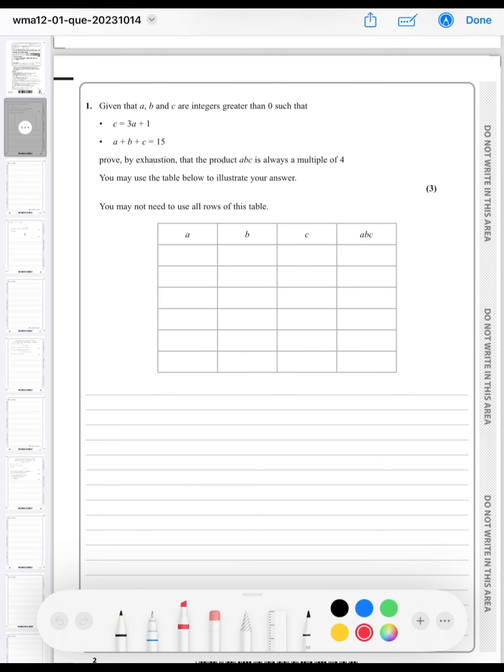The first question is, they gave us some numbers here, some variables a, b, and c, and abc, and they are saying to prove by exhaustion method that the product of a, b, c is always a multiple of 4. So what do they mean by this exhaustion method? Exhaustion means that we have to put in different cases, and by those cases we have to establish that the product of all these variables a, b, and c is a multiple of 4.